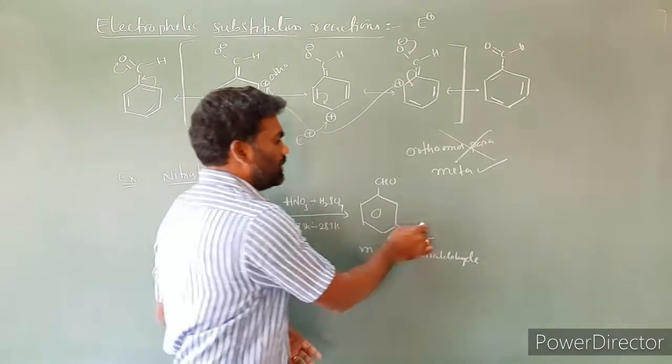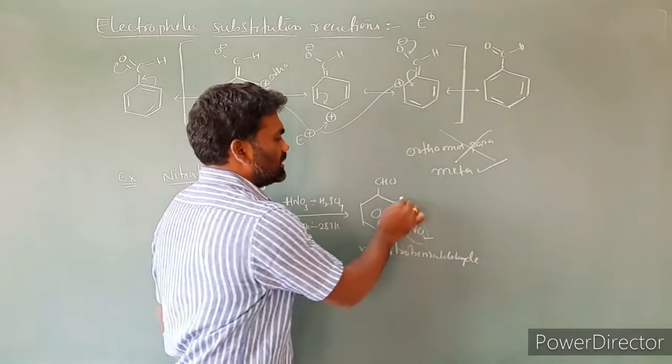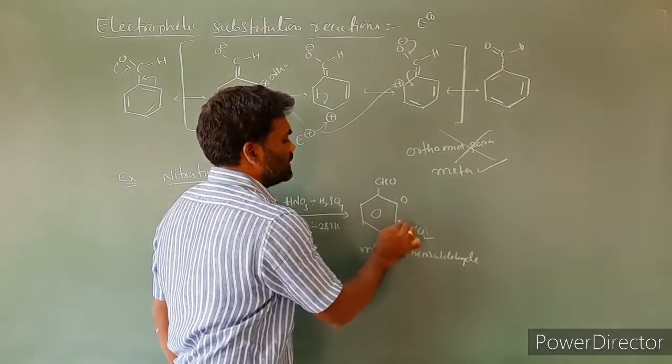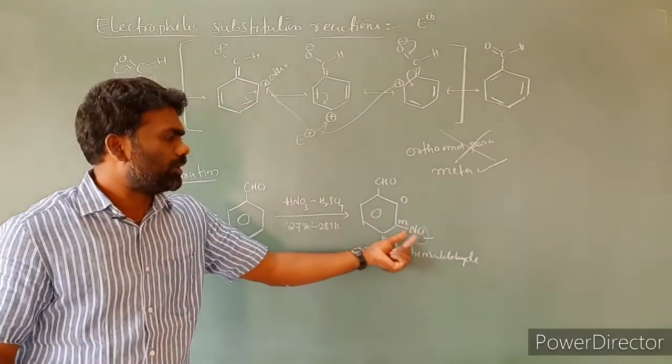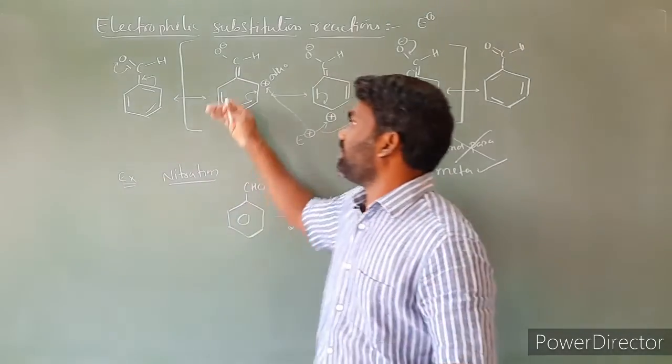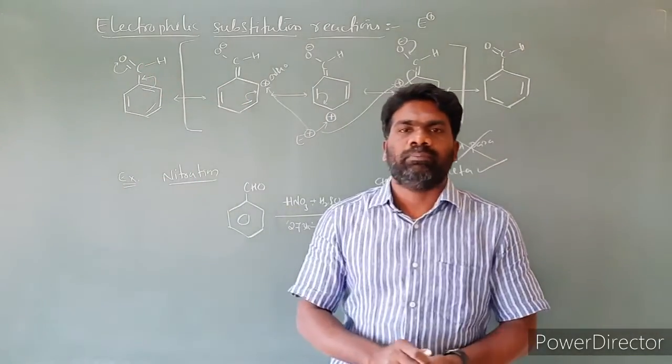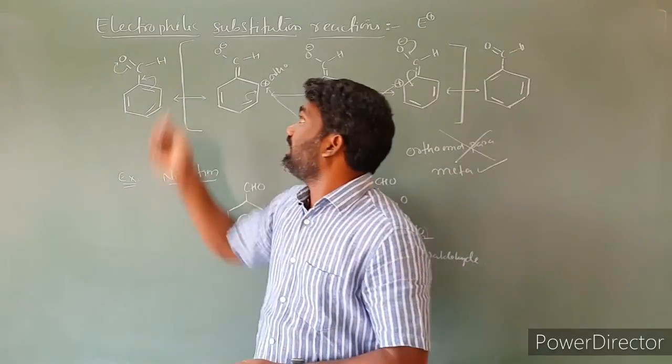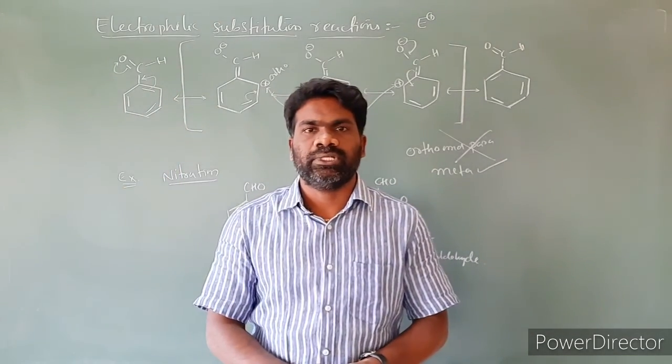Look at this. I wrote the product at the meta position. This is the ortho position, this is the para position, this is the meta position. So I wrote the product at a meta position. The CHO group is an electron withdrawing group, so it will produce a meta product. This is an example of an electrophilic substitution reaction.